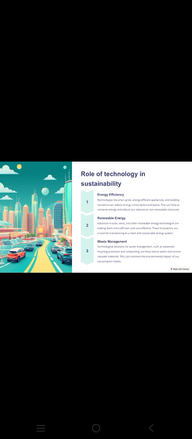Then next is the role of technology in sustainability. First one is energy efficiency. Technologies like smart grids, energy efficient appliances, and building insulation can reduce energy consumption and waste. This can help us to conserve energy and reduce the reliance on non-renewable resources.